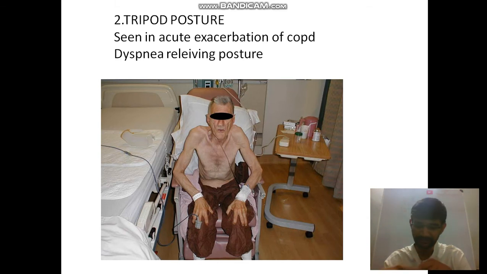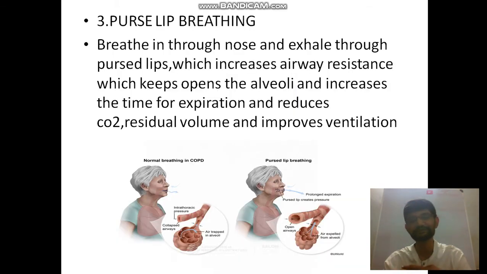This is the second sign. And the third sign is pursed lip breathing. Pursed lip breathing, a person with COPD learns either by himself or as part of pulmonary rehabilitation. So what does it exactly mean? In pursed lip breathing, the person inhales through his nose or through his mouth, but exhales through his mouth via pursed lips. Okay, the lips are like a purse, like the opening of a purse. So he exhales through that. So why does he exactly do that?